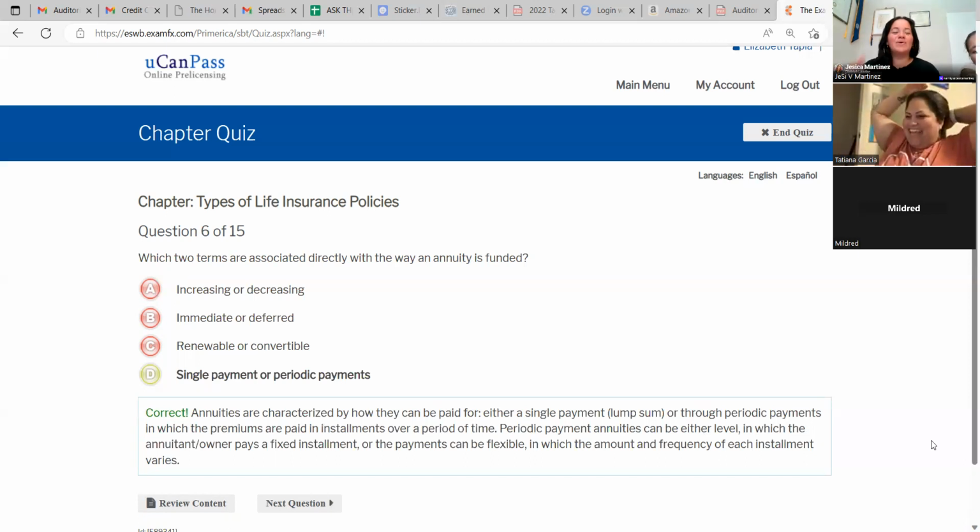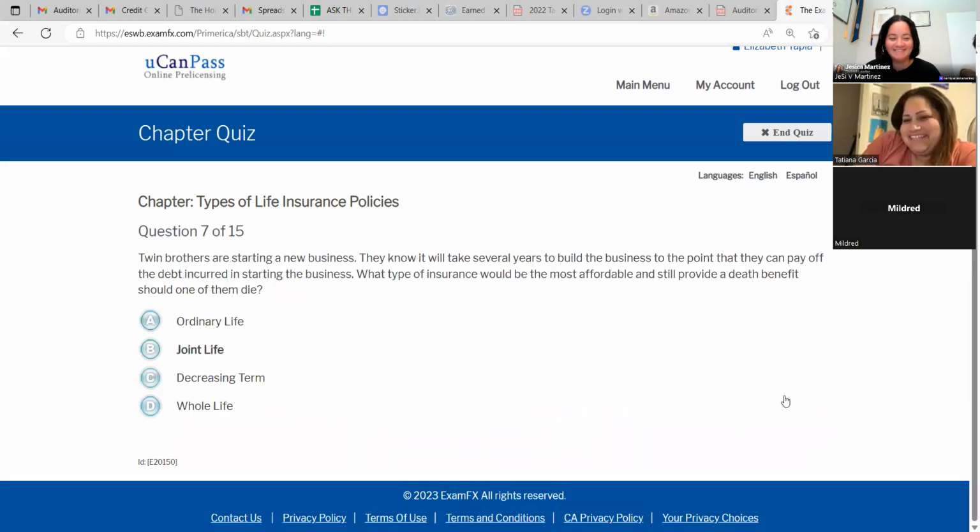Okay. So we know increasing or decreasing is kind of level term. Immediate or deferred is how you want your money out. Renewable or convertible is how your insurance is. Single payment or periodic payments is how you can fund your annuity. Yes. Yep. As Ellie very graciously showed us.